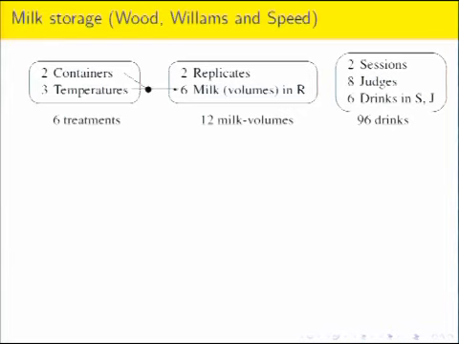Here's another example taken from a paper by Wood, Williams and Speed, and just before Terry starts shouting at me, I have to admit that they used this as an illustrative example. It wasn't exactly a real experiment. It starts off looking just the same. It's on storing milk, 3 temperatures at which it could be stored, and 2 types of container. And by adjusting a real experiment, they said, supposing we actually had 2 replicates and 6 milk volumes.